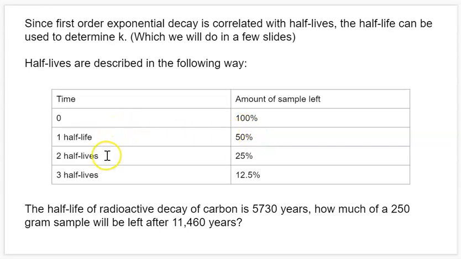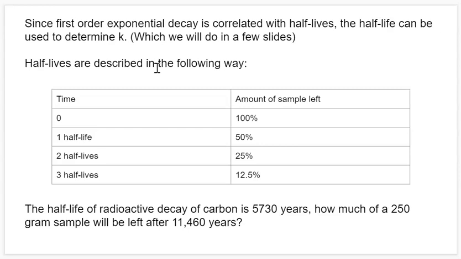After 2, we're going to have half of that. So we're going to have 25% of the total. And then after that, we're going to have 12.5% of the total. So it's going to get halved every time a half-life passes. And if we know what the length of the half-life is, we can predict what its concentration is going to be at any point in time.